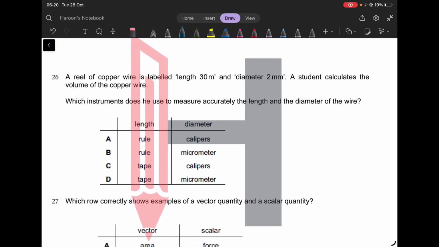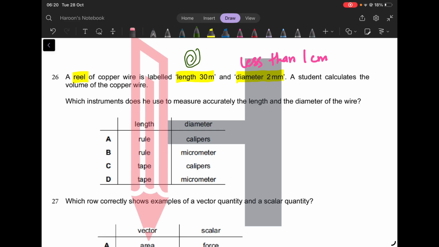A reel of copper wire. Reel means a wire that makes a coil, for example, like this, right? A reel of copper wire is labeled length of 30 meters and diameter of 2 millimeters. This is less than 1 centimeter, right? 1 centimeter has 10 millimeters.